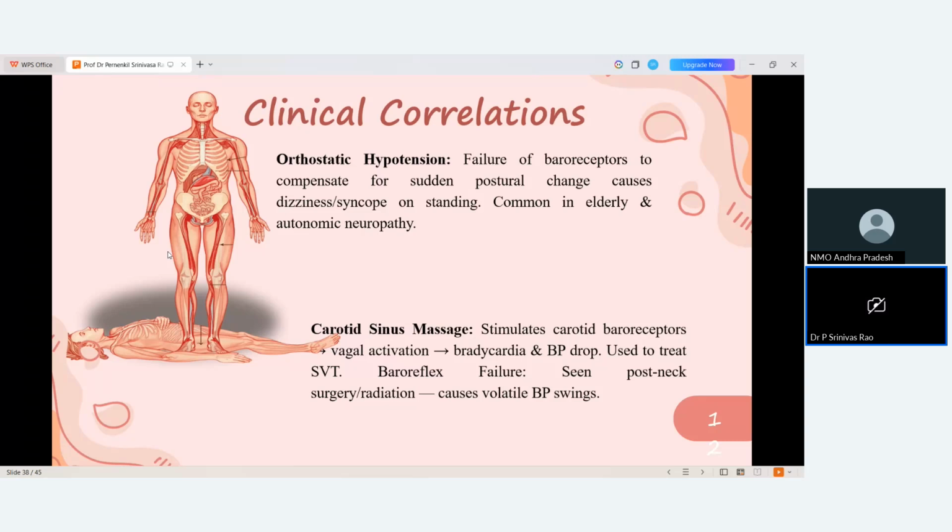Then one more thing about the baroreceptor reflex you have to remember is carotid sinus massage. I told you there is something called supraventricular tachycardia. When it happens, you can reduce the heart rate by doing a carotid sinus massage. Remember, carotid sinus massage should not be done on both sides together, because otherwise you will be causing a cardiac arrest. Only on one side, the carotid sinus is massaged. When massaged, there is vagal activation, bradycardia, and the BP drops.